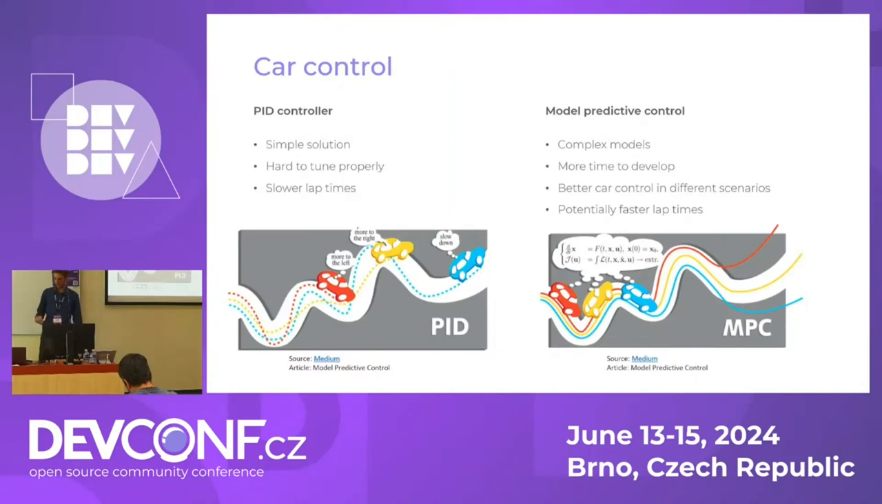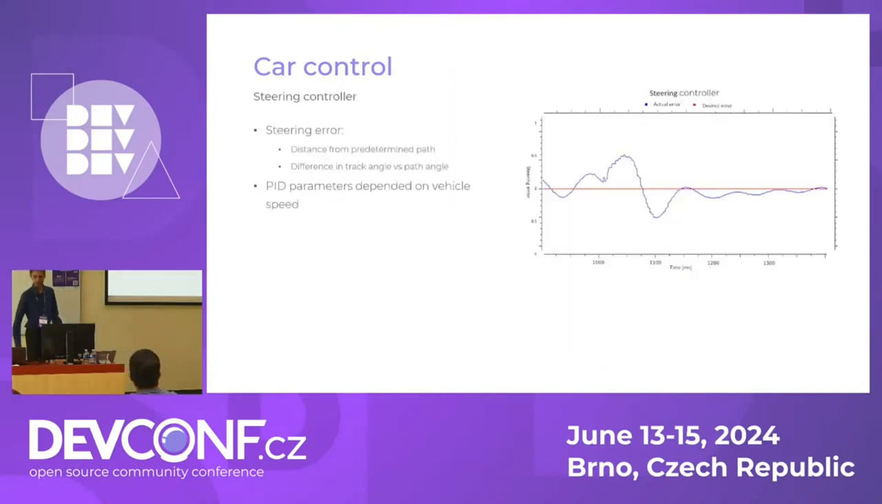So we chose the easier route, the PID control, because we wanted it to work. As you can see here, we use one PID controller for the steering. Basically, we calculate the steering error, which is the distance from the determined path. If the car is deviating from that, the steering controller will want to steer more to go back to the path, and the difference in the angle of the car and the angle of the track where the track is going.